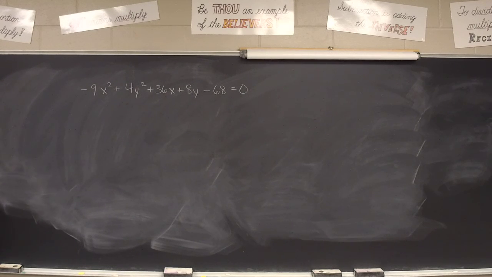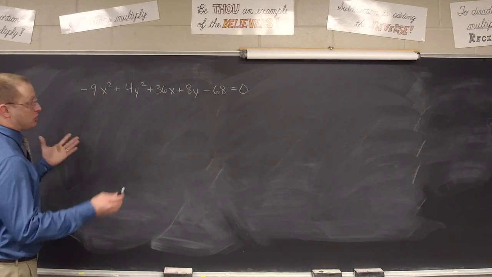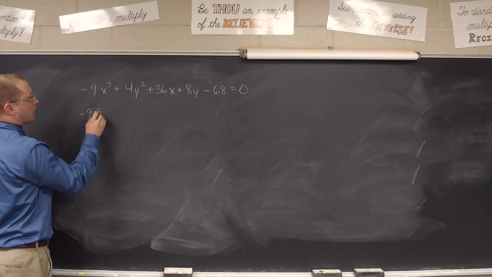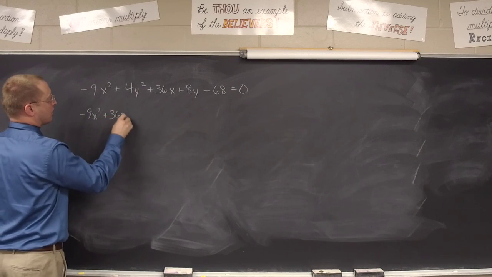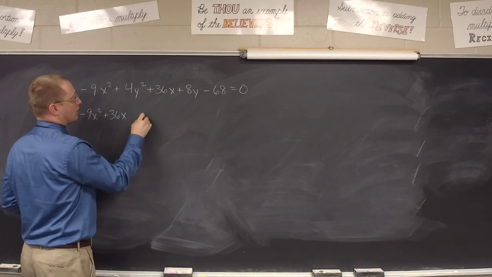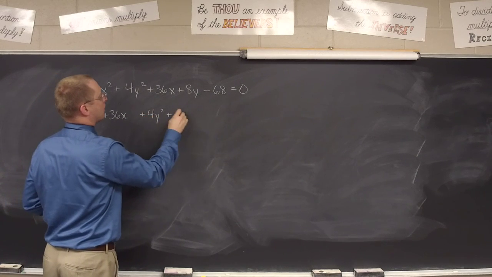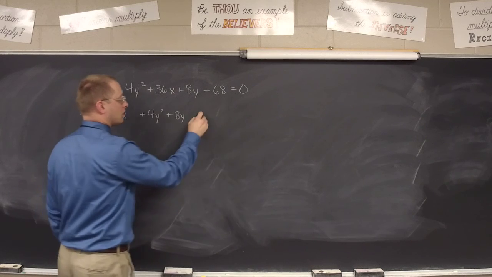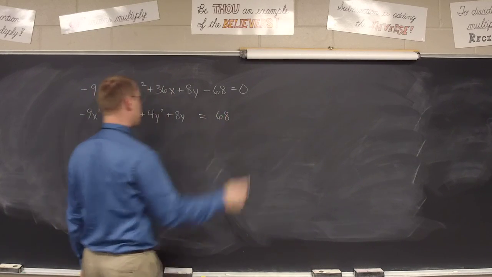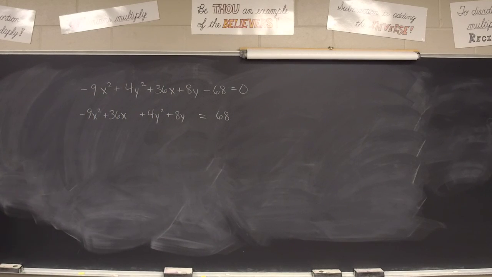All right, so with the ellipse, remember, we said we're going to group the x's and y's. So let's do that here, Quentin. Negative x squared plus 36x, leave space, and then 4y squared plus, and leave space, and we get -68. Perfect. Group the x's, group the y's, kick out the constant.